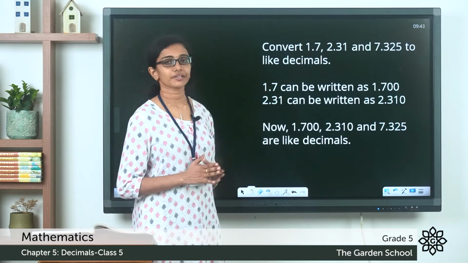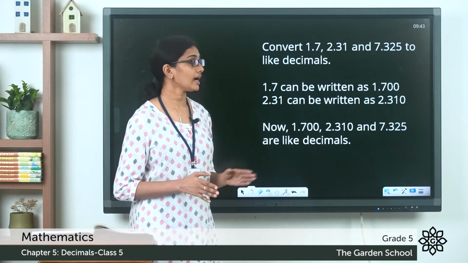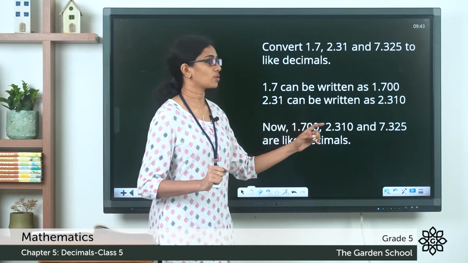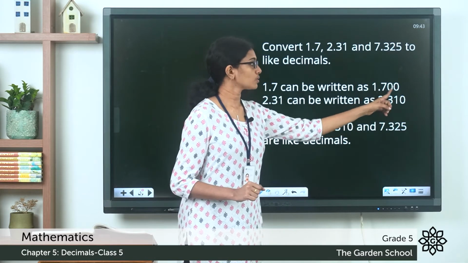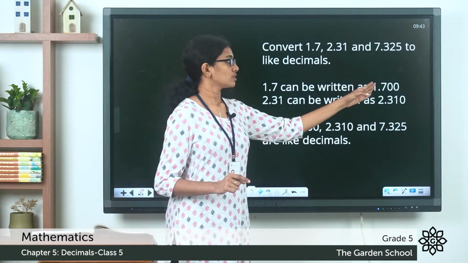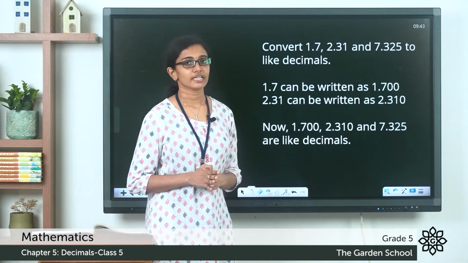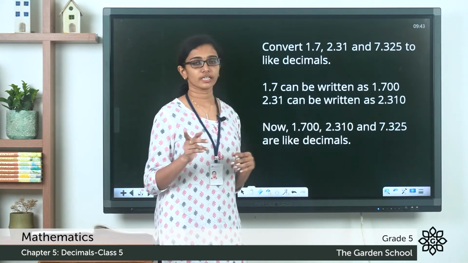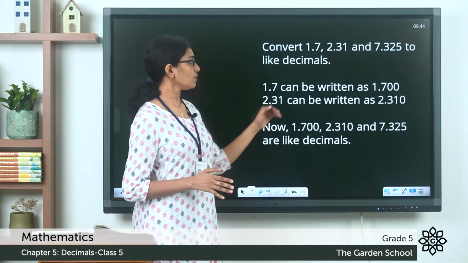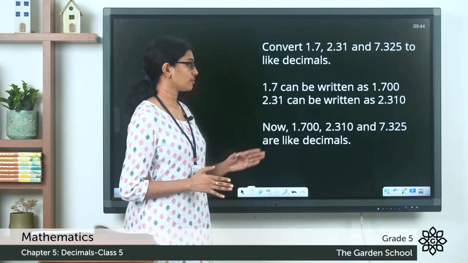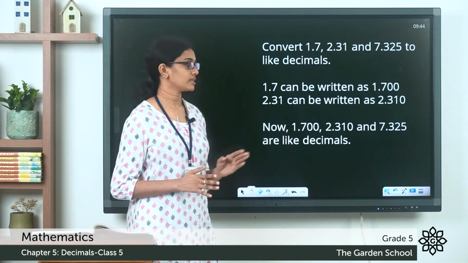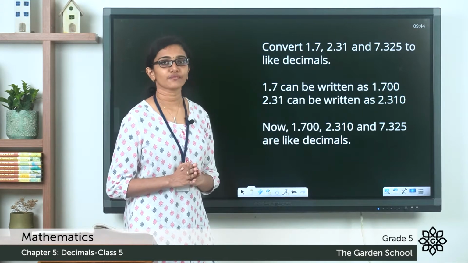Now, what about 2.31? How many zeros should we add? We can add just 1 zero. Now it becomes 2.310. Now both these numbers have the same number of digits after the decimal point and there are 3 digits after the decimal point. Now look at the given question. After adding zeros to the extreme right, all the given decimal numbers have the same number of digits after the decimal point.